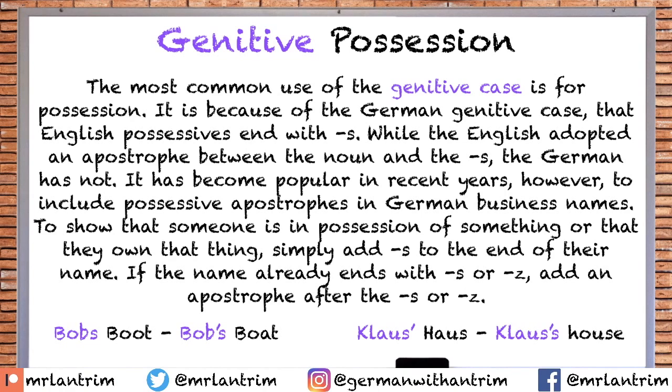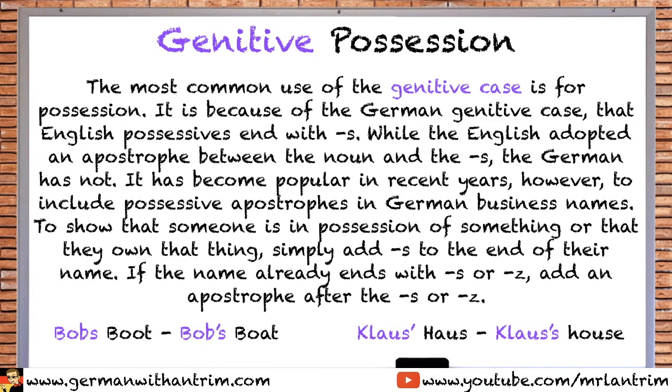In German, it's basically the same thing. In fact, the reason that we have an S at the end of it in English is because of the German possessive here with the genitive case. But in German, we don't have the apostrophe, so it's just Bobs Boot, which is exactly the same thing, Bob's boat, but we don't have an apostrophe here because German.